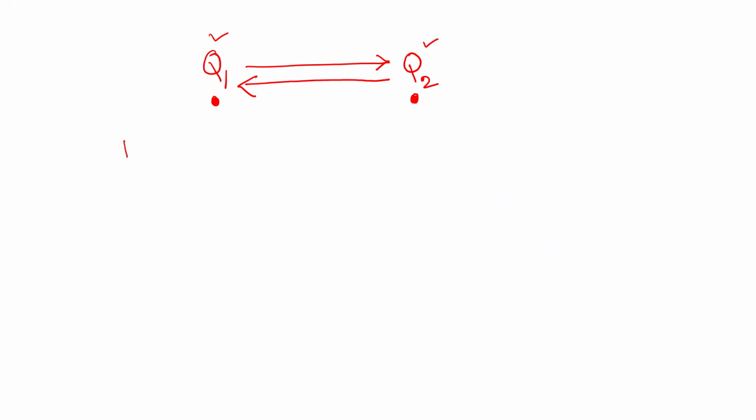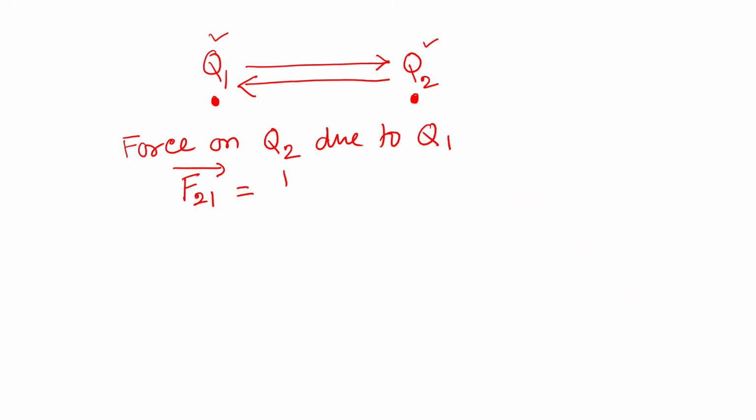So the formula is: force on Q2 due to Q1, which can be calculated as F21 equals 1 by 4 pi epsilon naught, Q1 into Q2 divided by R square, into AR cap. Now what do these terms mean?